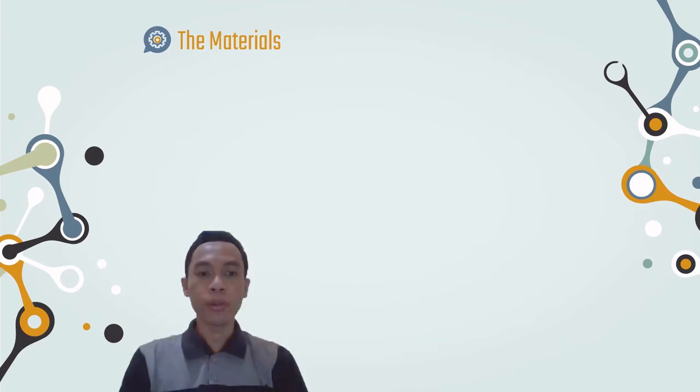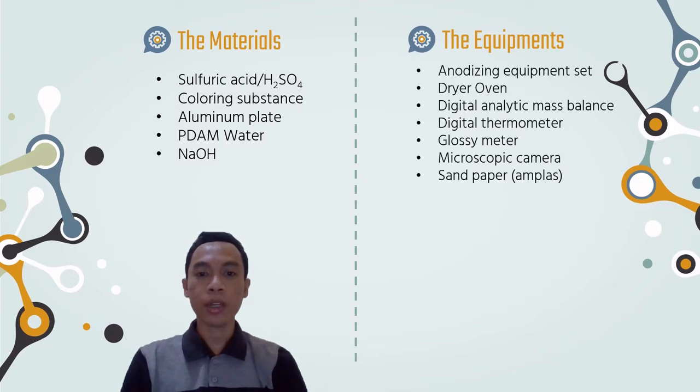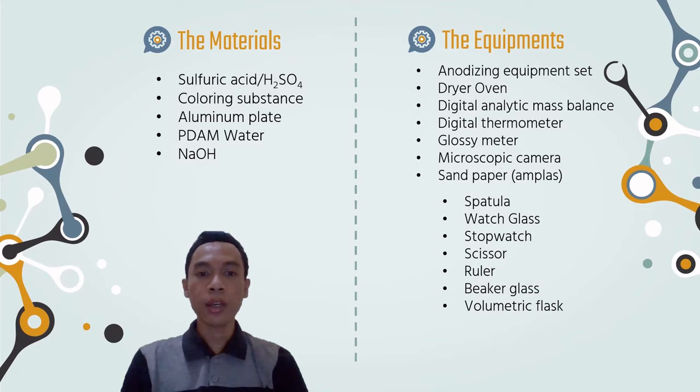The materials we use in our experiment are sulfuric acid, coloring substance, aluminium plate, water, and sodium hydroxide. And the equipment we use are anodizing equipment set, drying oven, digital analytic mass balance, digital thermometer, glossimeter, microscopic camera, sandpaper, and many more equipment.